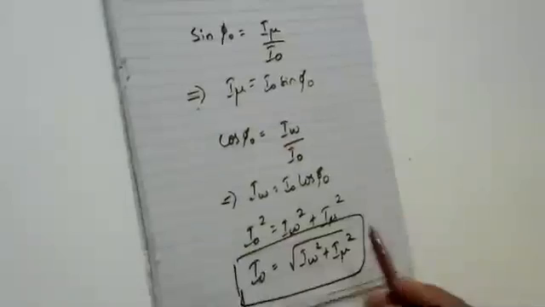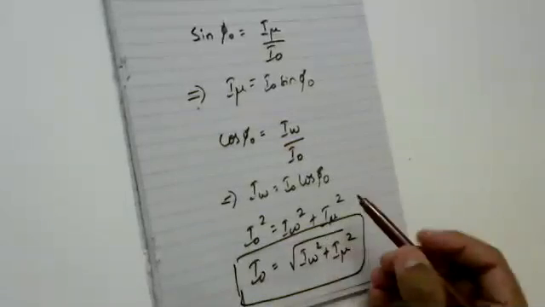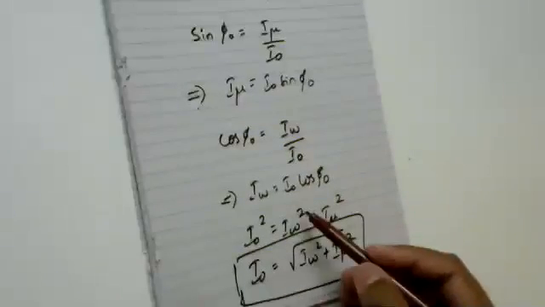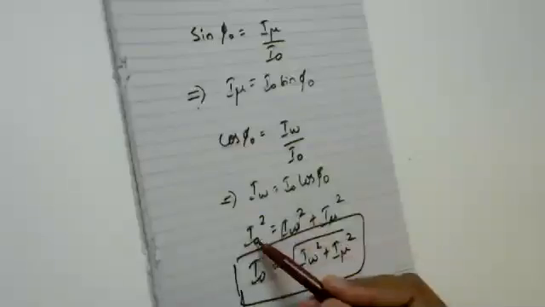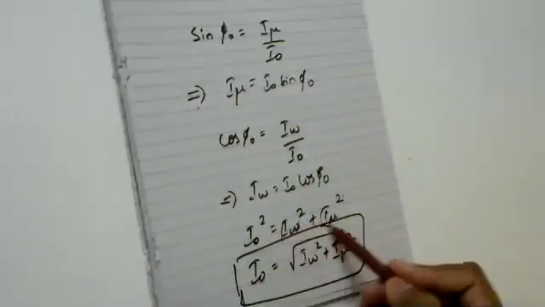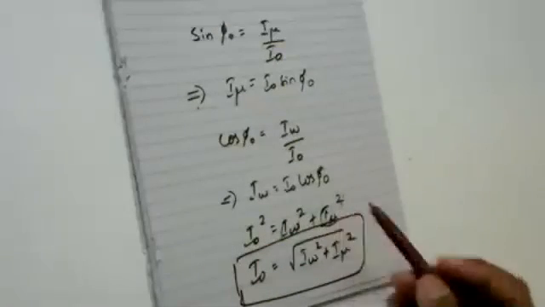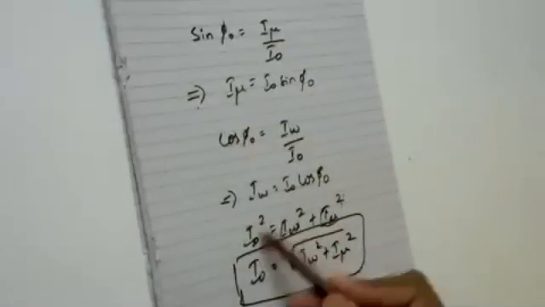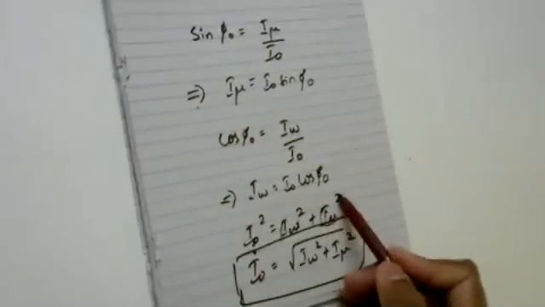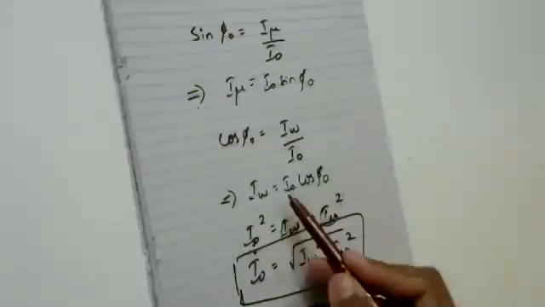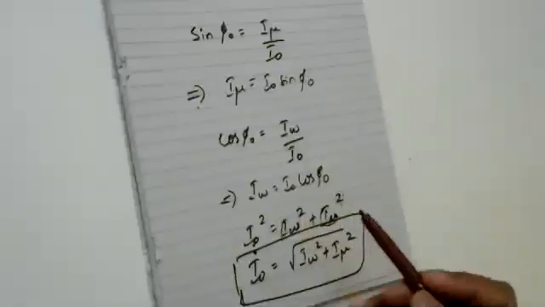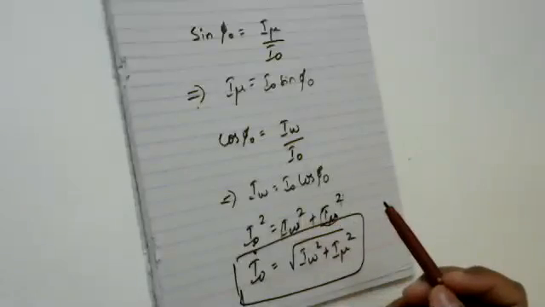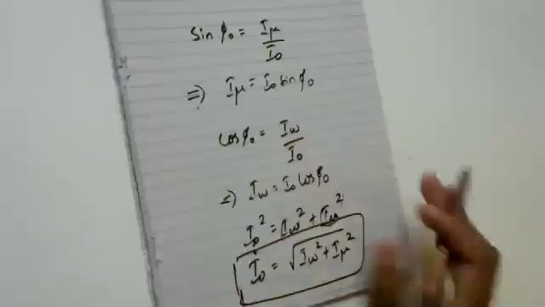Am I right? Now, since I wanted the equation for I mu, sorry, I just wanted the equation for I mu, what I've done is I naught square minus IW square is equal to I mu square. So I mu will be equal to the square root of I naught square minus IW square. Yes or no? Is it clear to you?